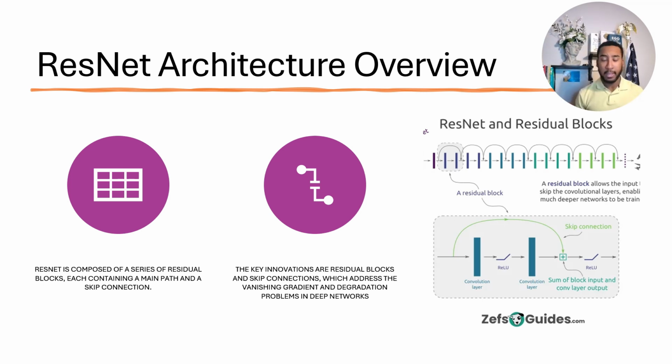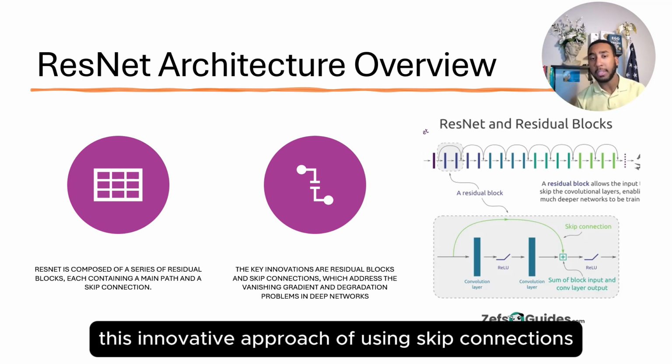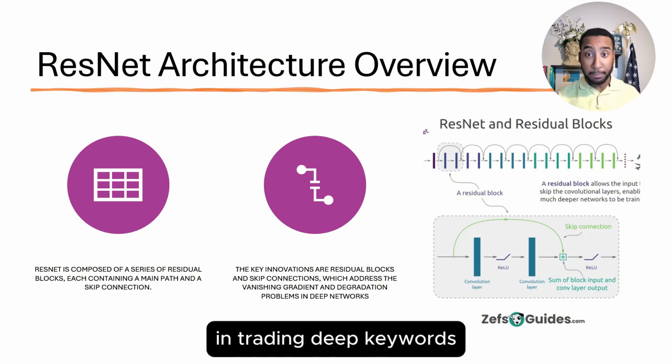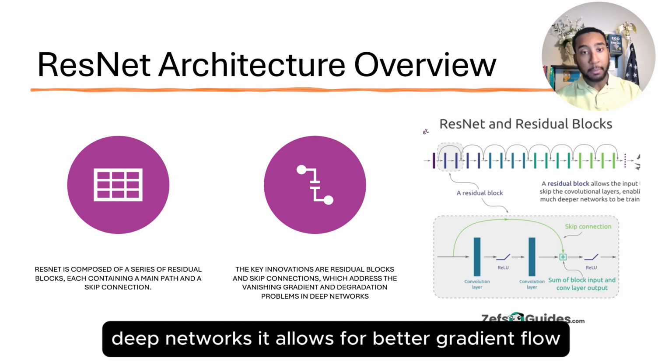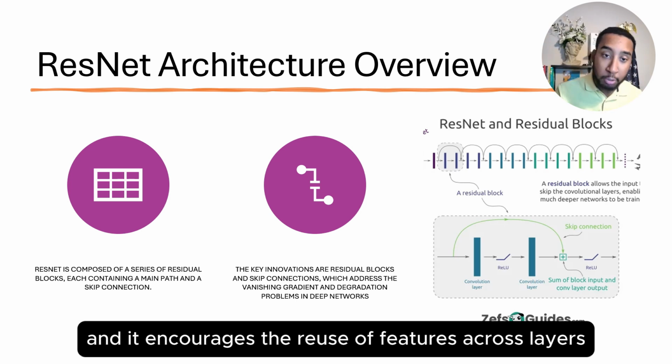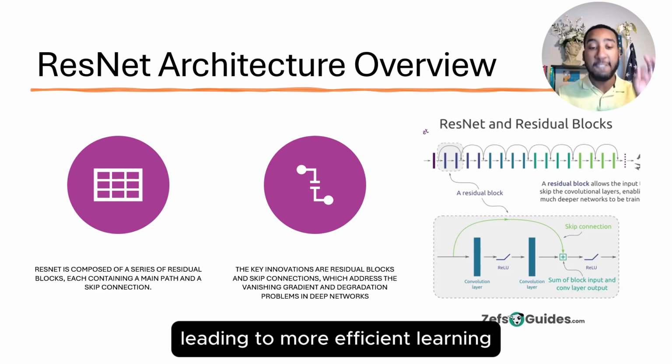This innovative approach of using skip connections is a key reason why ResNet is so effective in training deep, keyword deep, networks. It allows for better gradient flow during the backpropagation process, and it encourages the reuse of features across layers, leading to more efficient learning.